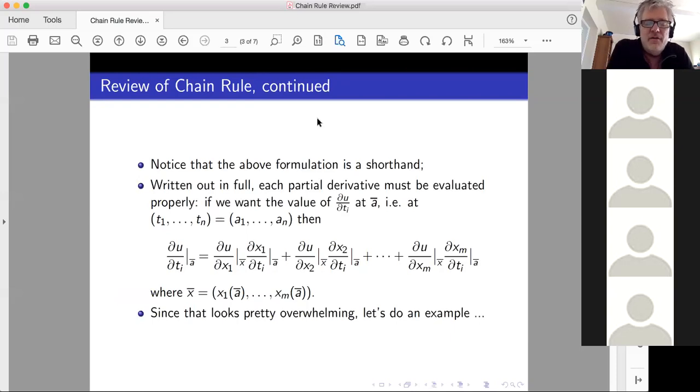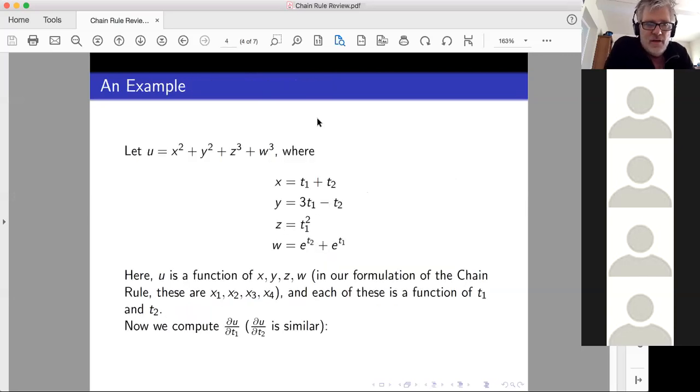Now the formula that you saw is a shorthand, so it's missing part of the information, which is where you're supposed to evaluate the partial derivatives. If we write that all in, we get this intense looking chain rule. Let's say you want to evaluate del u del ti at some point, so some values a1 to an for the variables t1 to tn, then you have to evaluate all of these partial derivatives in the right place. So let's take a look at an example. It's much simpler to actually just look at one concrete example than try to parse this. So let's move on to the next slide.